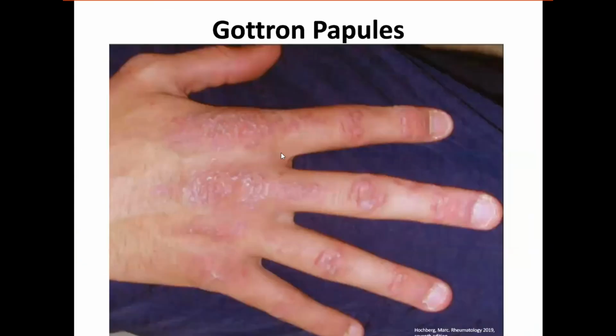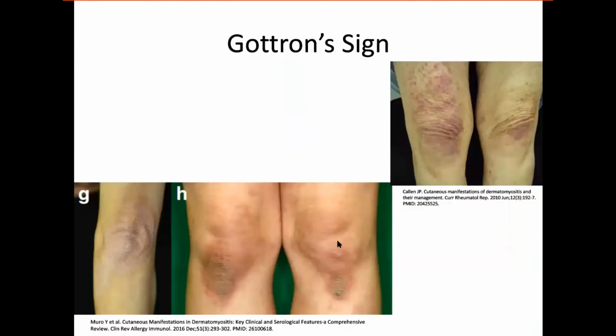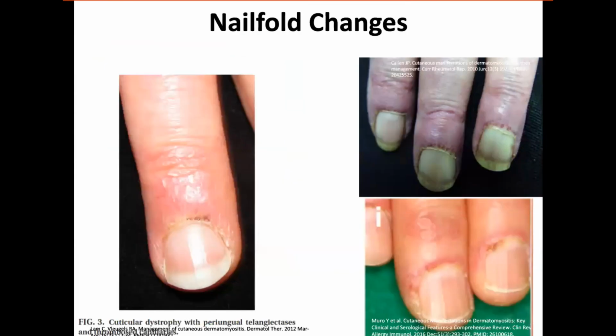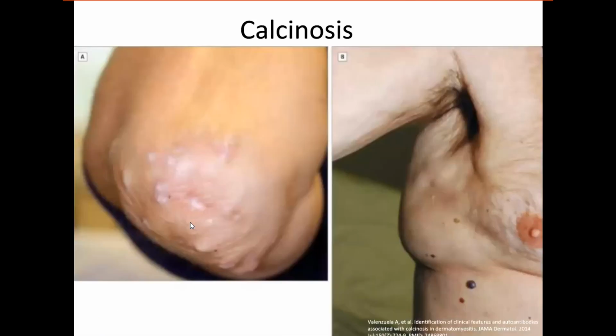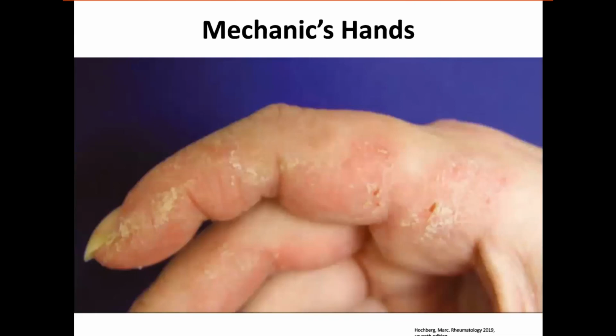Gottron's papules are raised and they're over the MCPs and the PIPs in the hands. Gottron's sign is usually over the knees or elbows, and typically it's not as raised. You often will get a lot of nail fold changes in the same way that you do in scleroderma. So you can see all these dilated capillaries here. You can actually get calcinosis cutis, although this is relatively uncommon. Mechanic's hands is associated with something called antisynthetase syndrome, which is sort of a subtype of dermatomyositis in which you have a very strong predilection for joint and lung involvement.